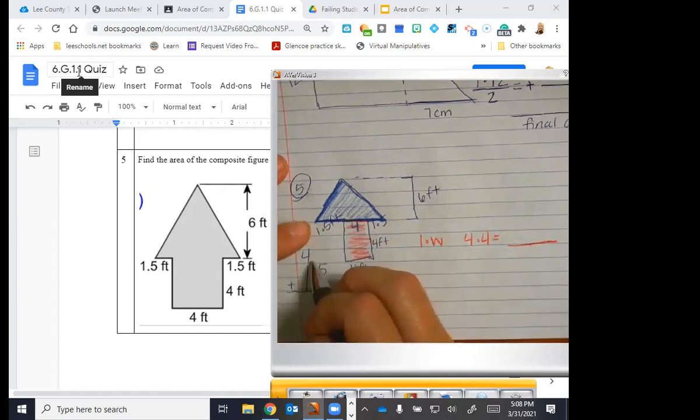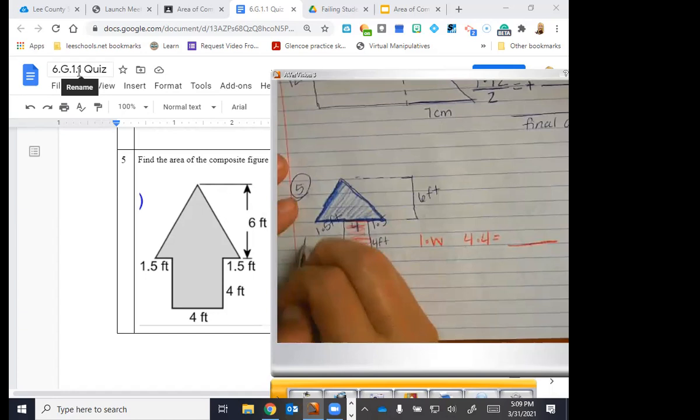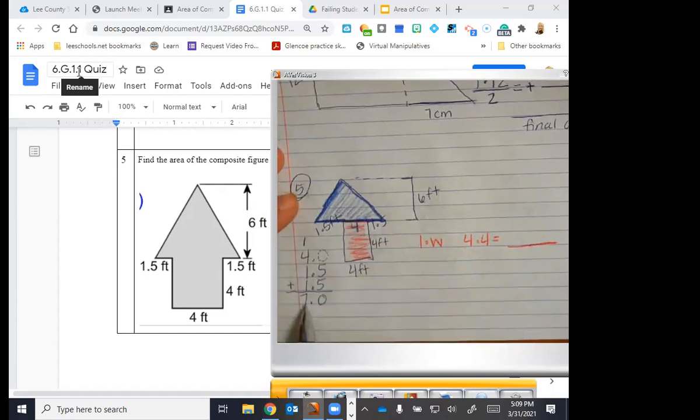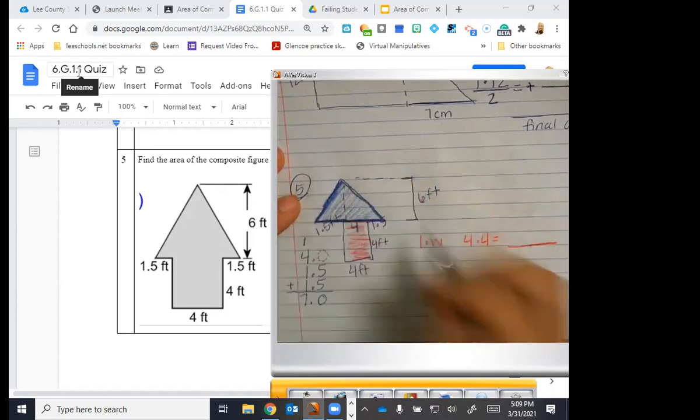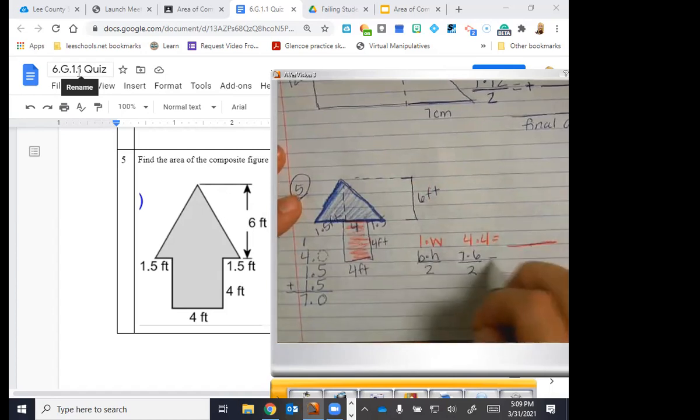Remember, what do we have here? We have a decimal and an imaginary 0, right? So 5 plus 5 is 10. 1 plus 4 is 5, plus 1 is 6, plus 1 is 7. So my base of my triangle is 7.0, or just 7. This right here tells me the height. It's telling you the height is 6. So for my triangle, it's base times height divided by 2. So we're going to do 7 times 6 divided by 2. And then we're going to get that answer.